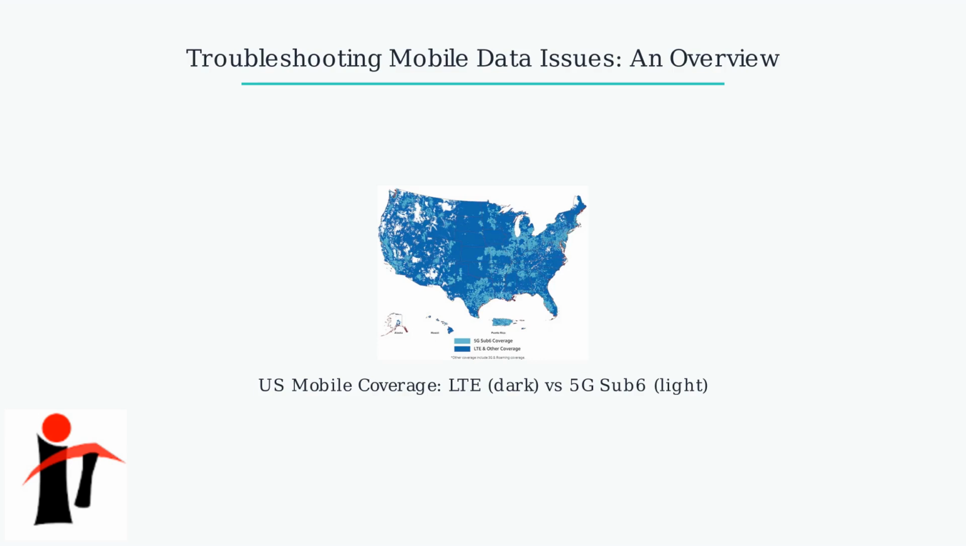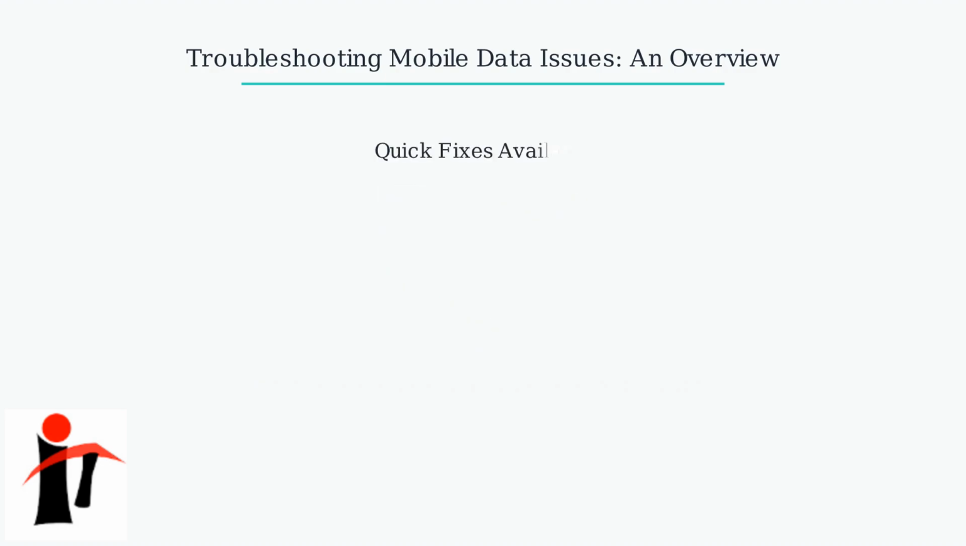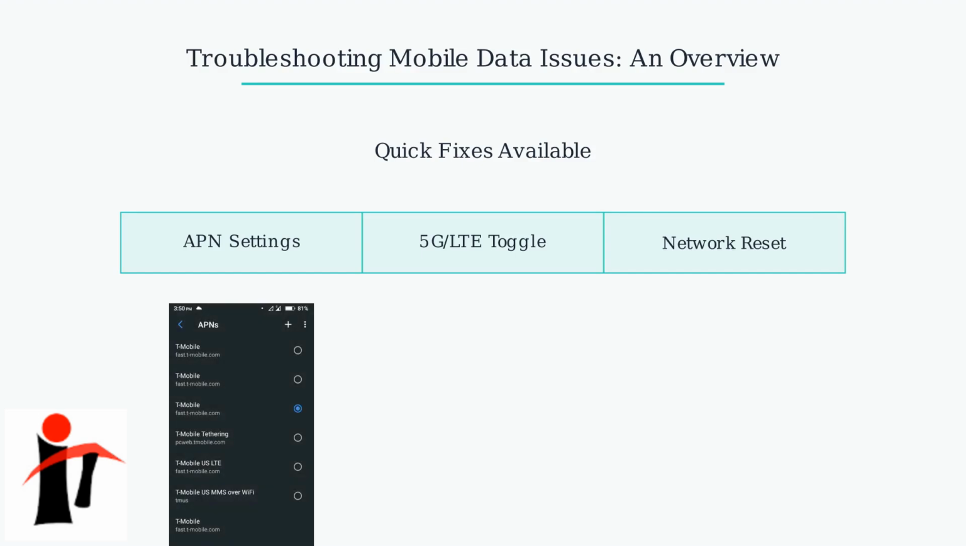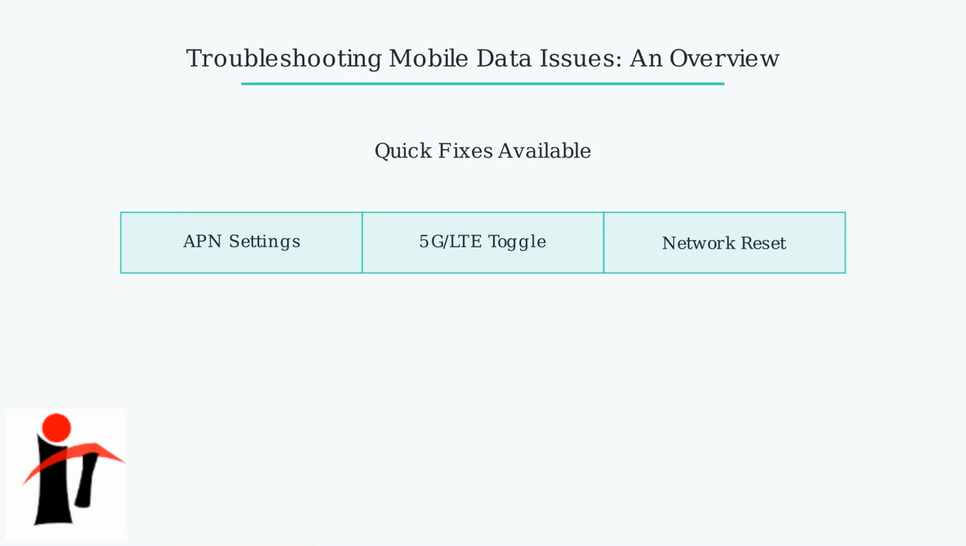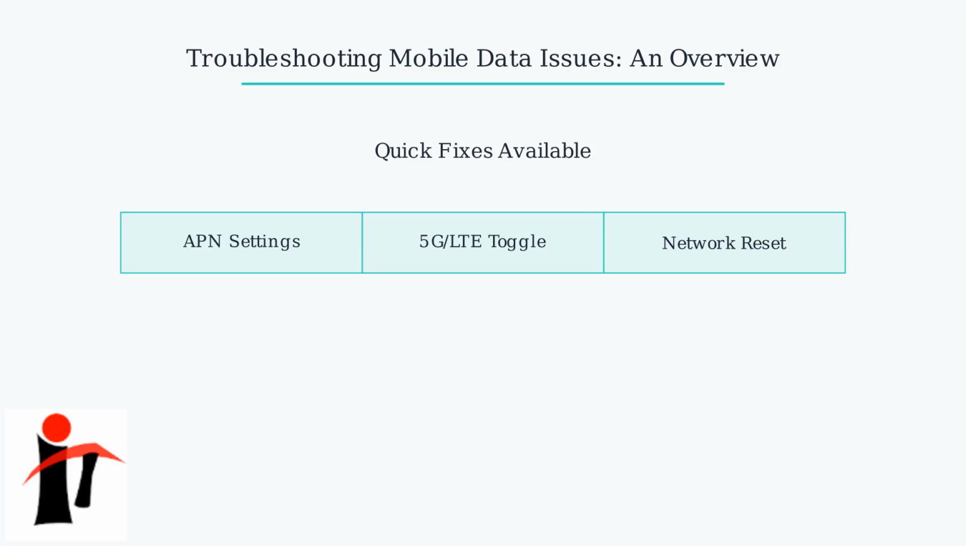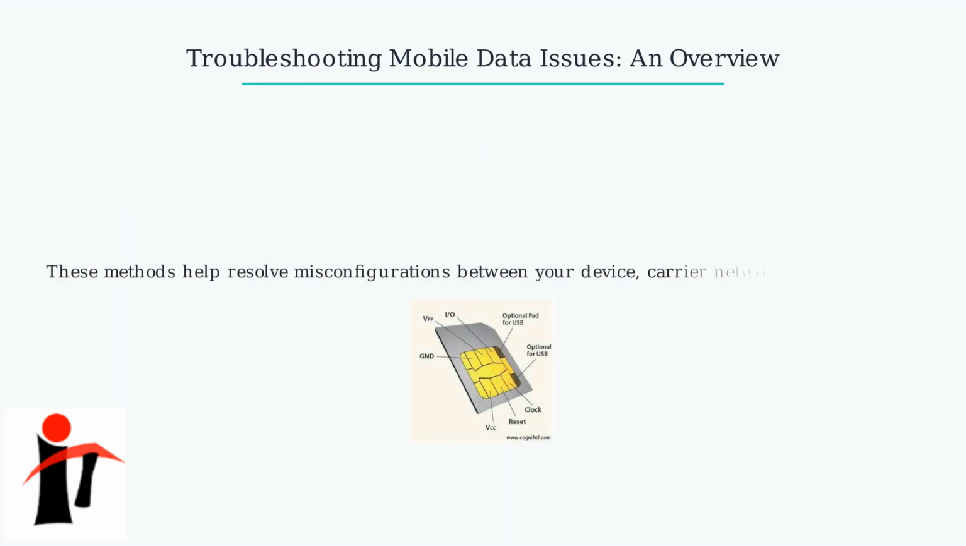traditional LTE coverage. This segment explains quick fixes like APN settings, 5G LTE toggling, and network resets. APN settings control how your device connects to your carrier's data network. 5G LTE toggling allows you to switch between network types for better connectivity. Network reset clears all network settings to resolve configuration issues. These methods help resolve misconfigurations between your device, carrier network, and SIM card.